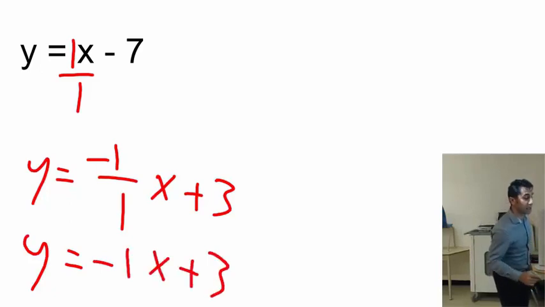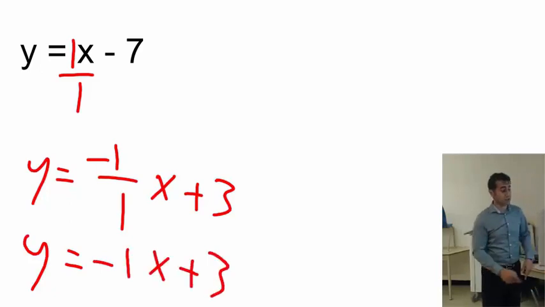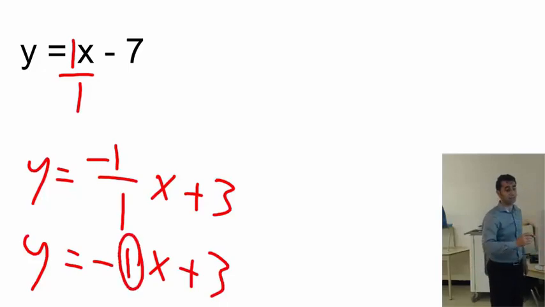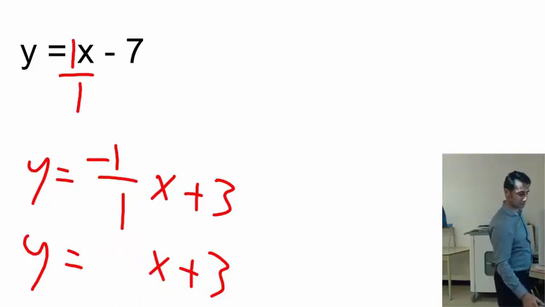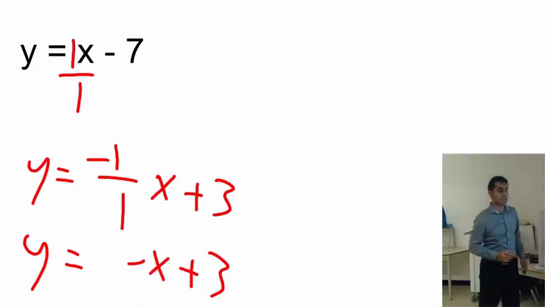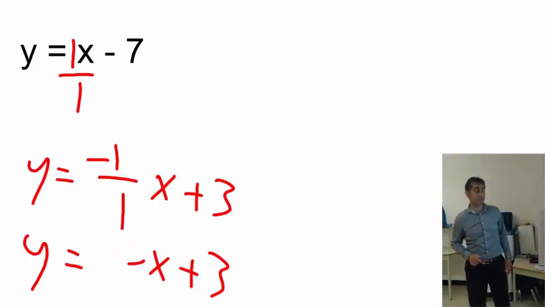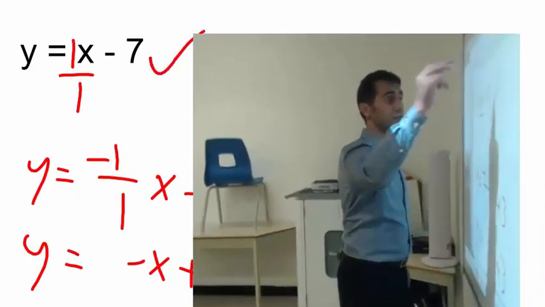x plus 3. But the 1, you don't have to write down in front of x. We can ignore it. So therefore, my answer would be just negative x plus 3. So that's the perpendicular line to that. All right, let's go ahead and do some practice.